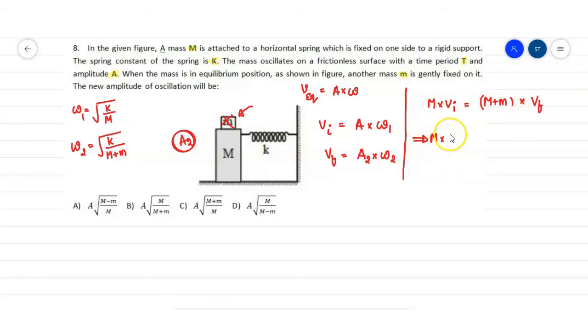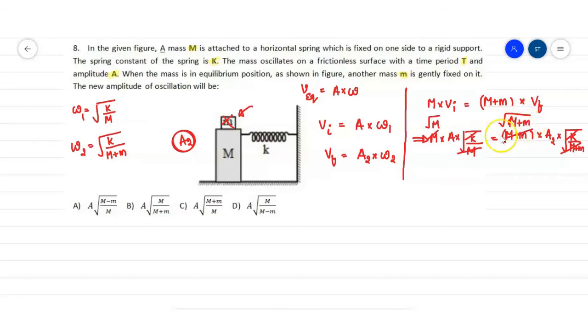Capital M into vi. vi is a into omega 1. Omega 1 is nothing but root k by capital M, equals capital M plus small m into vf. Vf is a2 into omega 2. Omega 2 is root of k by capital M plus small m. Now this root k will get cancelled out. This root M will cancel this root M times. Similarly, root M plus m will cancel out.